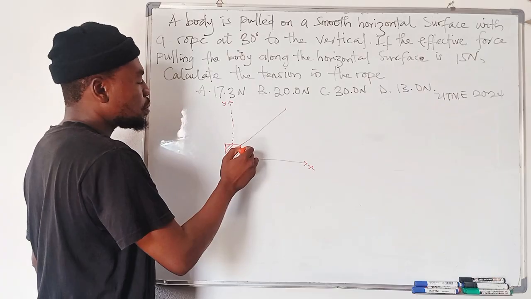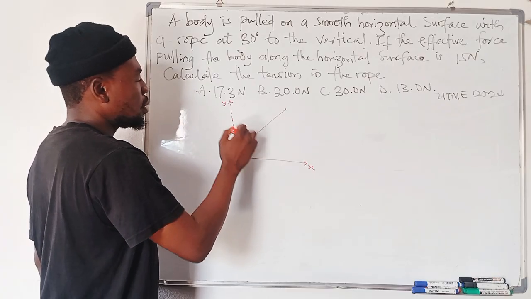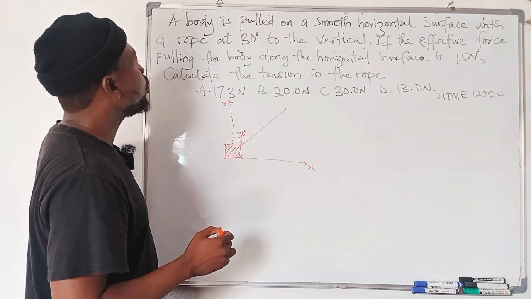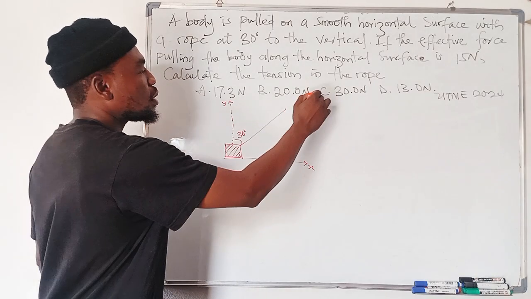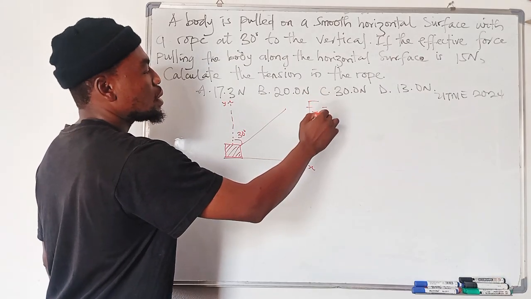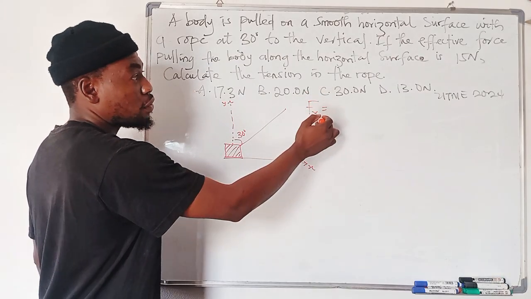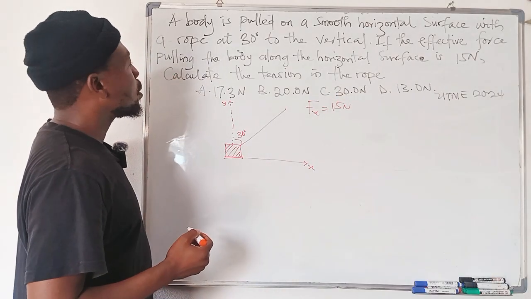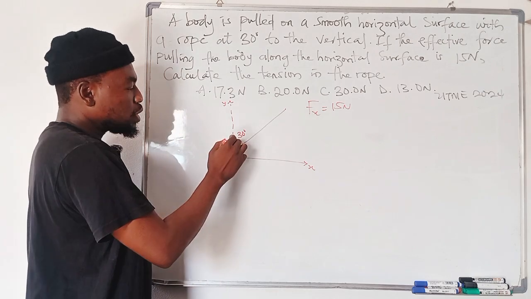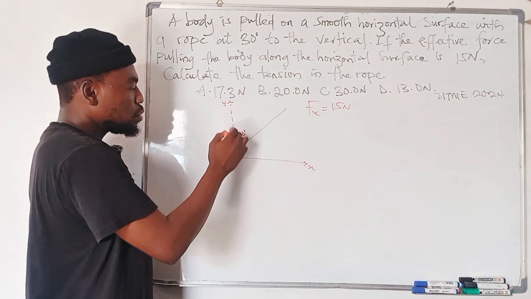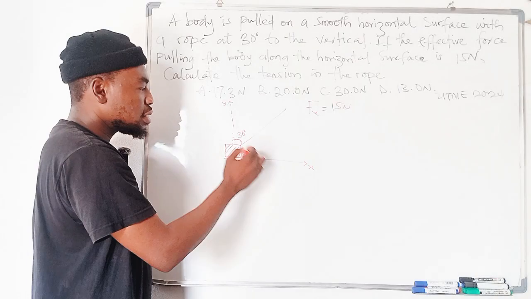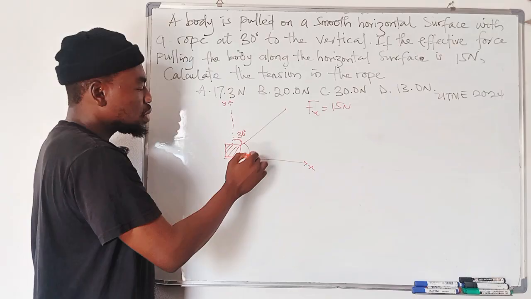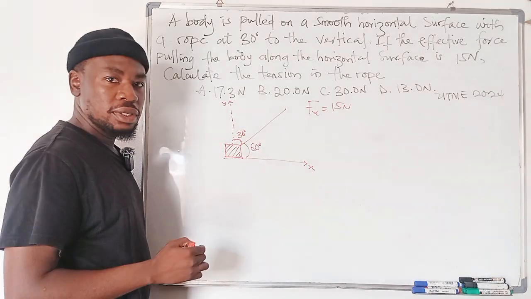This object is being pulled at 30 degrees with the vertical. If the effective force pulling along the horizontal, so F of X, is equal to 15 Newton, what is the tension on the rope? The angle between the vertical and the horizontal is 90. So if the angle between the vertical and the rope is 30, this other side will be 60 degrees.